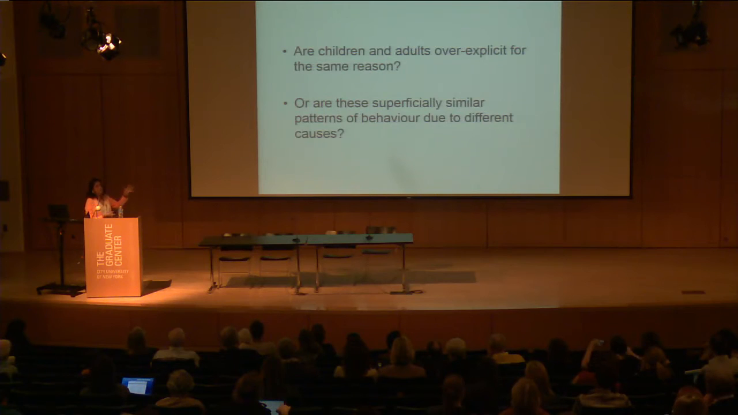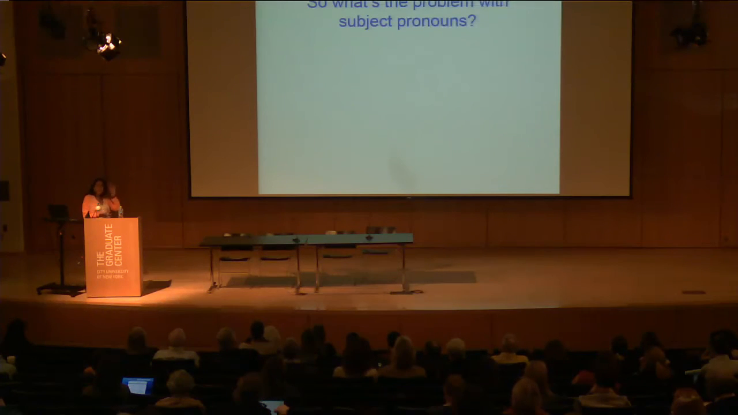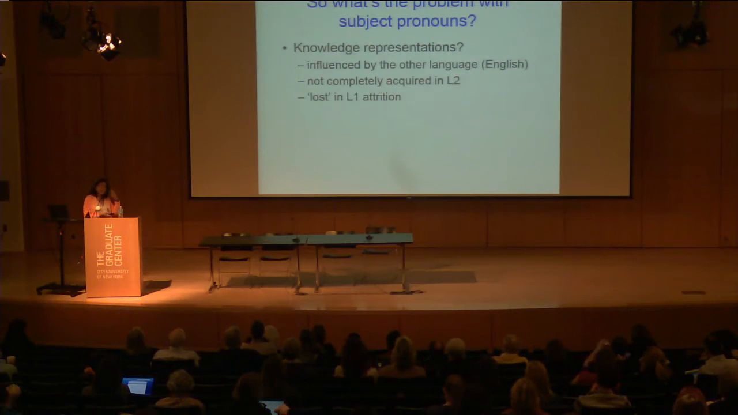Now, first question is, are children and adults over-explicit for the same reasons? Not necessarily, because we may have superficially similar phenomena, but very different reasons. Let's get into the question, what is the problem with these subject pronouns then? Is it a problem with their knowledge of the language, maybe.